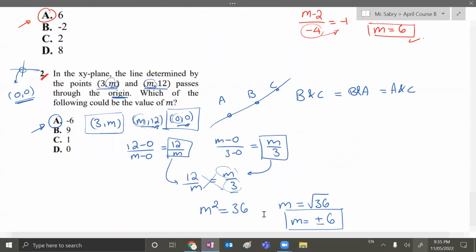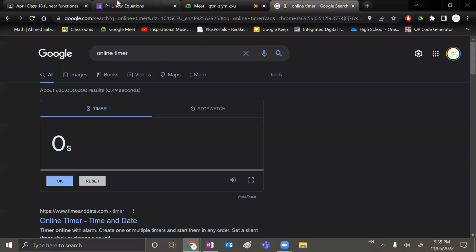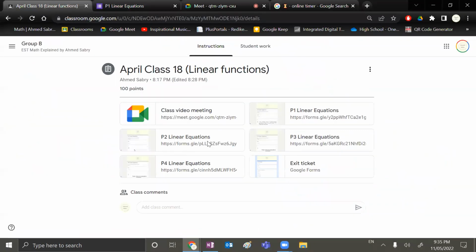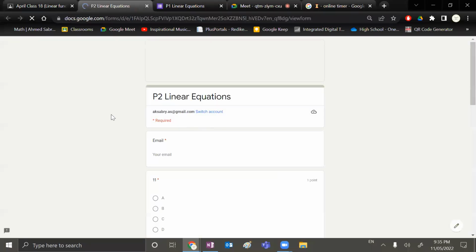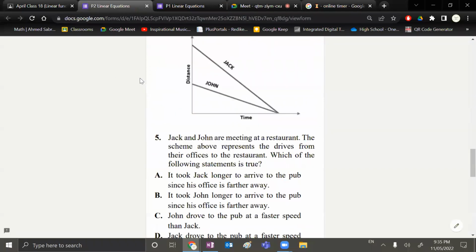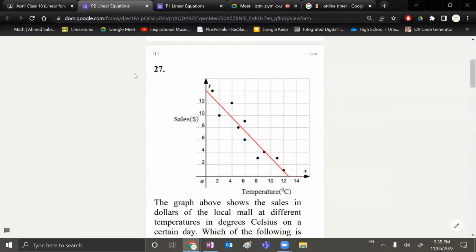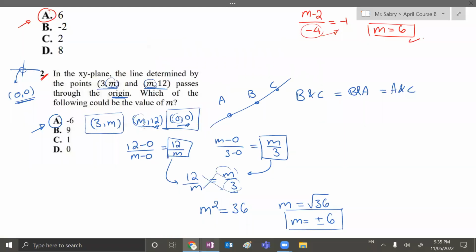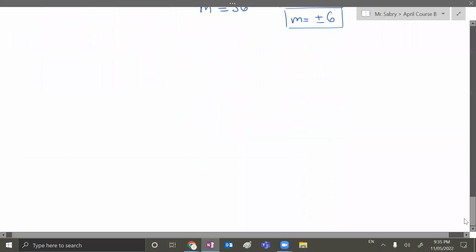Well, I hope that once we solve the next form you'll understand what I'm talking about, because there's a question that discusses this idea. So please head to P2. P2 still has 5 questions. Before we go to P2, sorry, there's one more thing that I want you to understand.